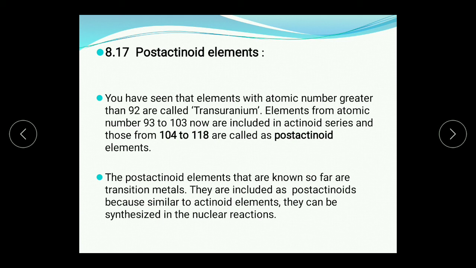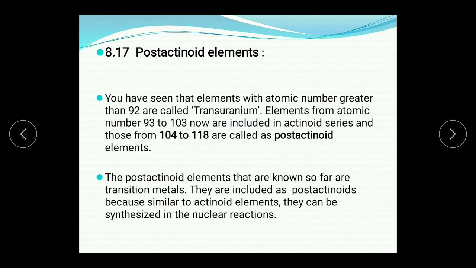Now, where do the actinoid elements end? At 103, Lawrencium. But if the periodic table is complete, then the last member will be of atomic number 118. That means from 104 to 118, the elements are called post-actinoid elements.